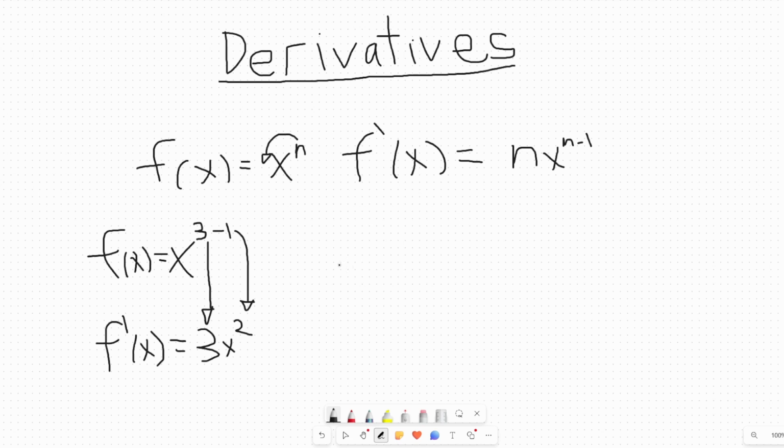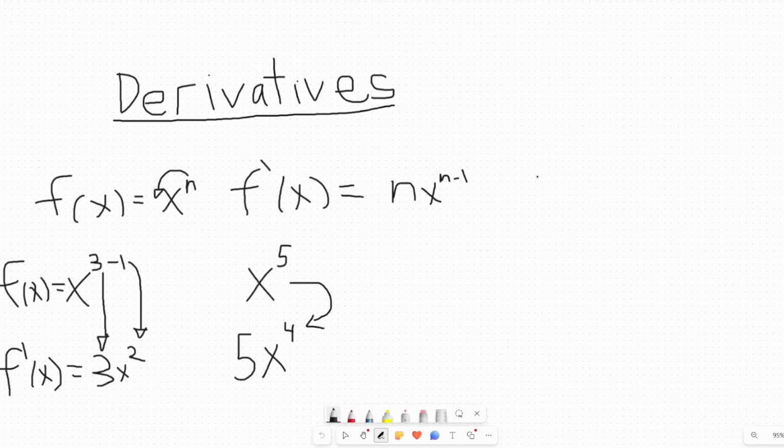So now let's try pretty much the same concept, but x to the 5 this time. If we have x to the 5 and we want to derive it, we need to bring n down, so it'd be 5x, and then 5 minus 1 would be 4. So the derivative of x to the power 5 is 5x to the power 4.